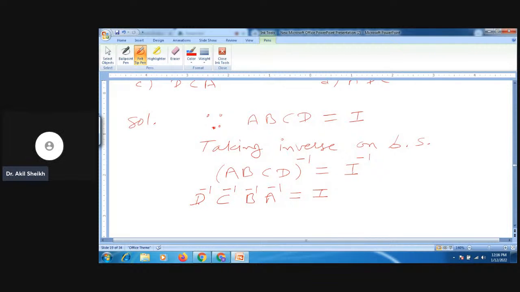Now we are pre-multiplying by D inverse. Then what happens here? This D into D inverse becomes the identity matrix. So it remains here.